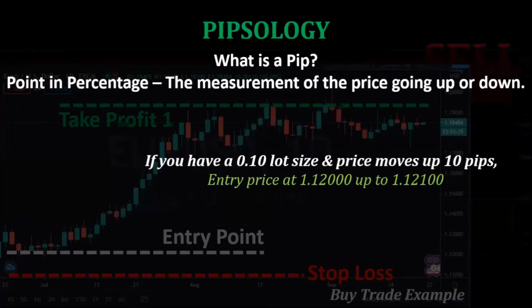When we talk about how important pips are, remember the pip is a measurement of the price going up and down within the trade. This is what you would do to calculate how much money you make when you make a trade. If you have a lot size of 0.10 and the price moves up 10 pips, the first thing you always do is what? You've got to convert the lot size. We've learned today that 0.10 is really $1. You multiply that by 10 pips, and so for the trade, you just made $10, essentially. Okay? That's really how it works.